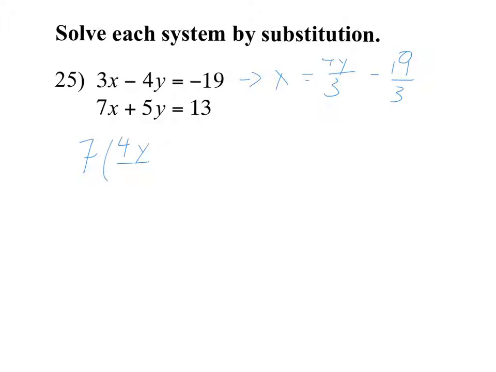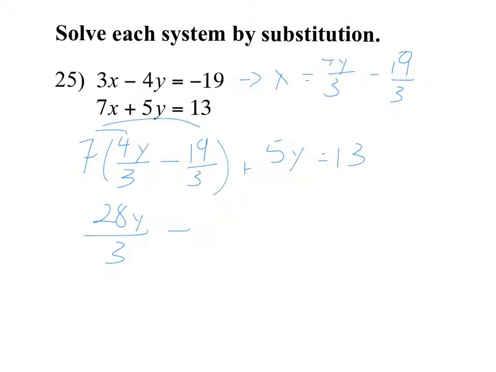When I plug this into my bottom equation, we get 7 times 4y over 3 minus 19 over 3 plus 5y is equal to 13. Distributing, we end up with 28y over 3 minus, and that's going to be 70 and 63, 133 over 3 plus 5y is equal to 13.